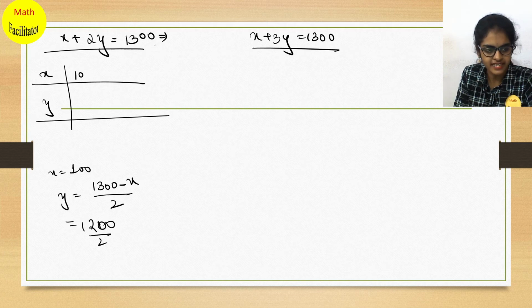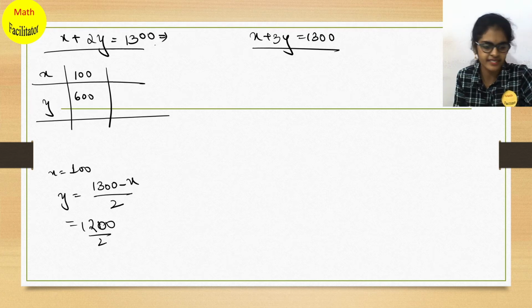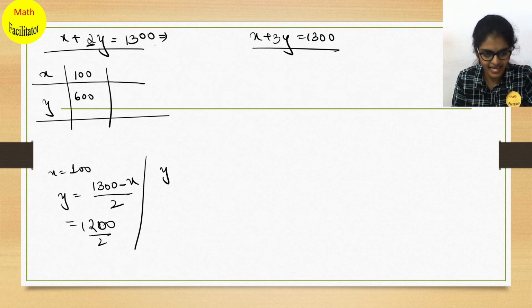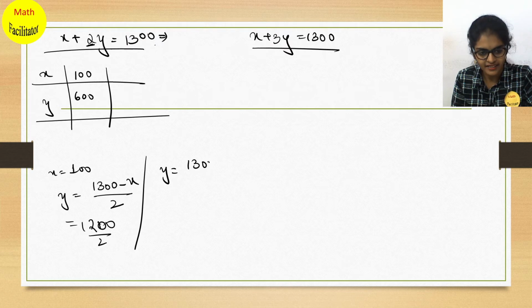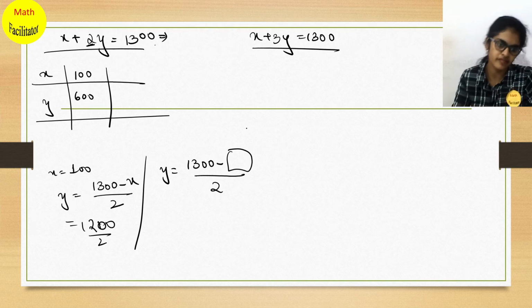So y will be 600. If you take x as 100, y will be 600. Similarly, one more point, because you'll anyway get bigger values. So if you take x as 300, why am I doing this here? You can see my y has a multiple of 2. If I want to get an integral value, y is (1300 minus whatever value I take for x) divided by 2, so the entire numerator has to be divisible by 2.